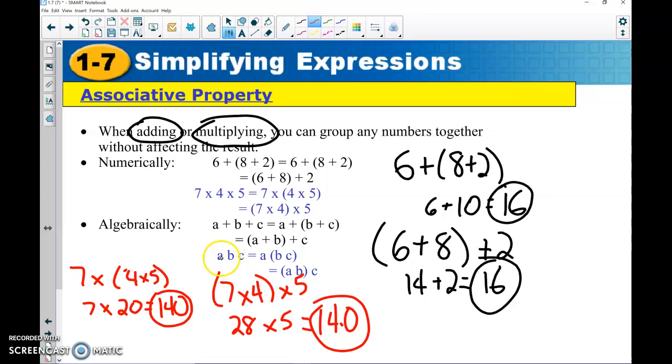And then kind of the same thing with multiplying here in blue. A times B times C. Well, in that first example, they're multiplying B times C first because it has the parentheses. In the second example, they're multiplying A times B first because it has the parentheses.